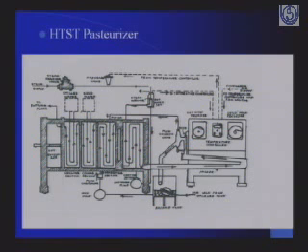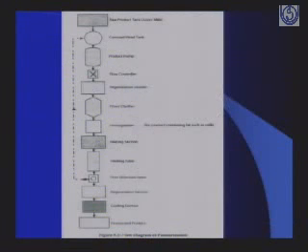And then the second type of pasteurizer is HTST, high temperature short time pasteurization. In this, milk can be pasteurized continuously. It is not holding time, but it is a continuous type of pasteurizer. You can see the flow diagram given here. In this, you can see that different steps are there. First, the milk is received, then it is heated, and there is a regeneration valve.